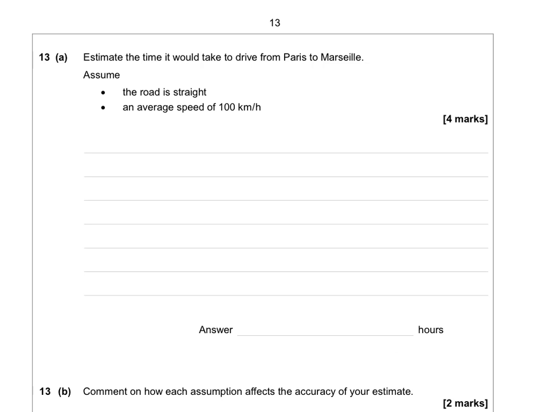Part A. Estimate the time it would take to drive from Paris to Marseille when the road is straight and average speed of 100 kilometres per hour. So to do this question, we have to measure the distance between Paris and Marseille in centimetres. Now let's assume that this distance is x centimetres. It will vary slightly from person to person depending on how accurately you've measured this with your ruler and where you've placed the start and end of your ruler on the black dots representing each city.